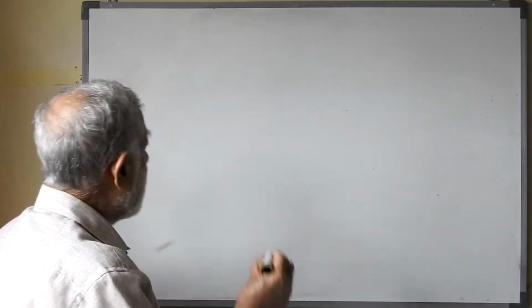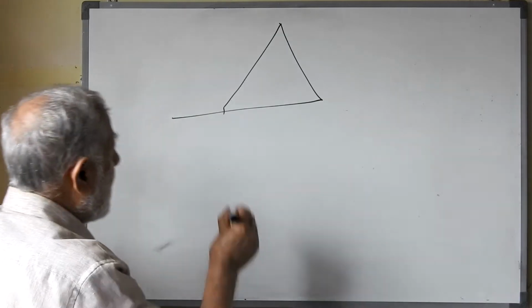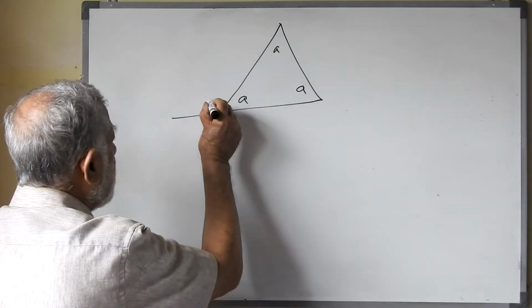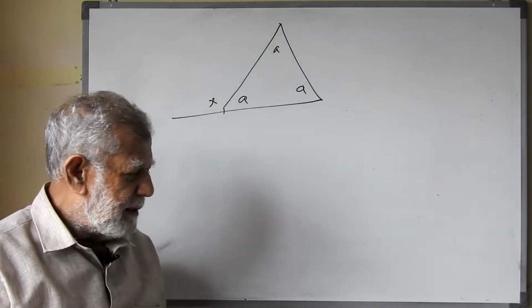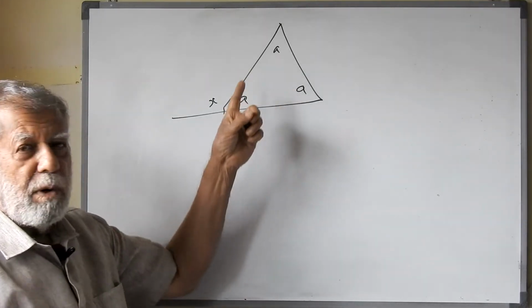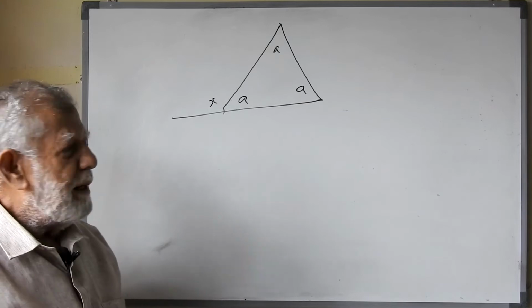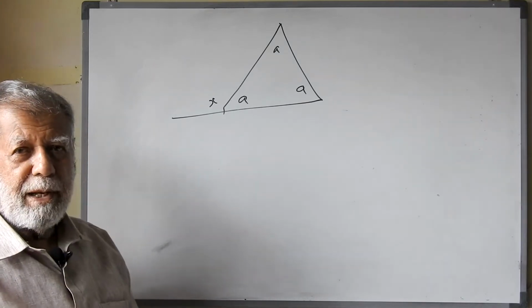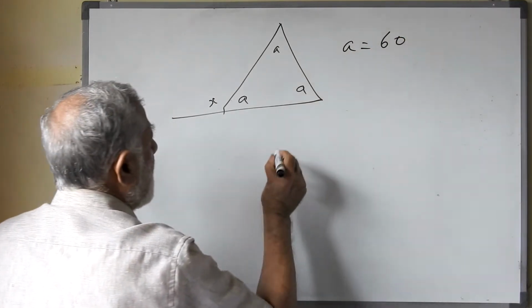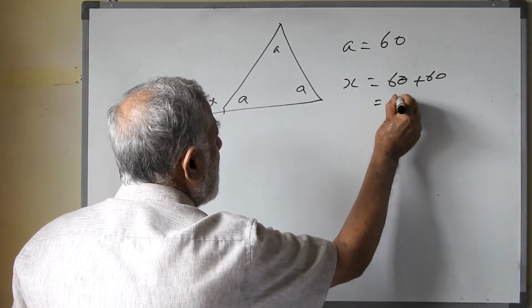Look at this number. You have a triangle like this and all these angles are A, and this is X. You have to find the value of X. It's very easy. Now, this is A, which means all the angles of this triangle are equal. So if they are equal, it means 180 divided by 3. So each angle A is equal to 60 degrees. So X is equal to 60 plus 60, that is equal to 120 degrees.